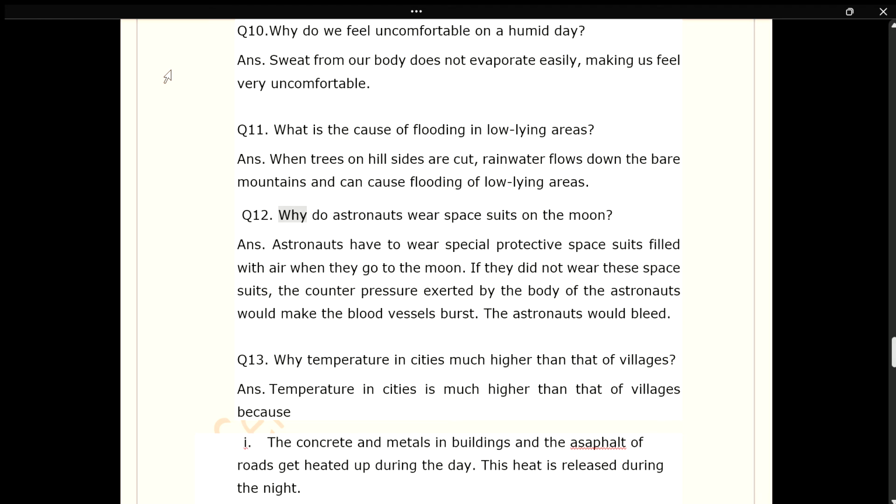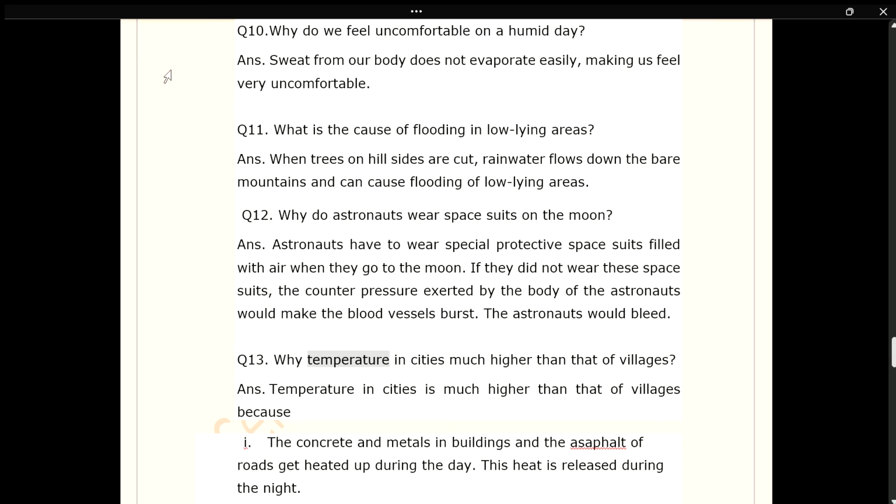Q12. Why do astronauts wear space suits on the moon? Ans. Astronauts have to wear special protective space suits filled with air when they go to the moon. If they did not wear these space suits, the counter pressure exerted by the body of the astronauts would make the blood vessels burst. The astronauts would bleed.